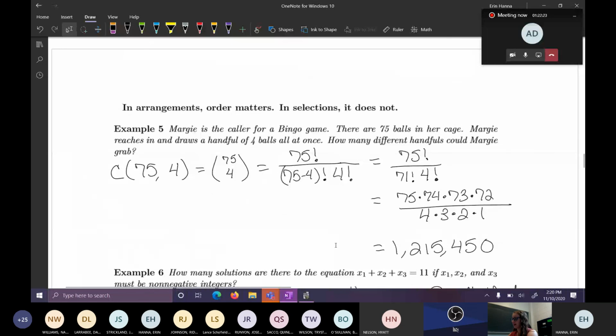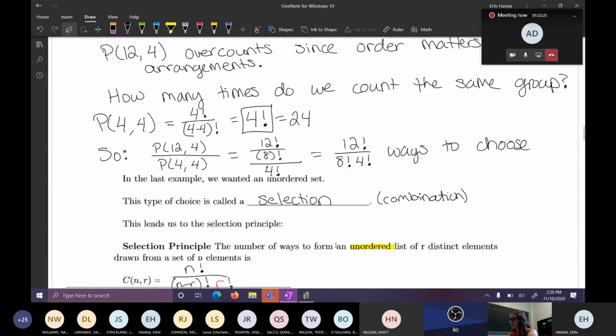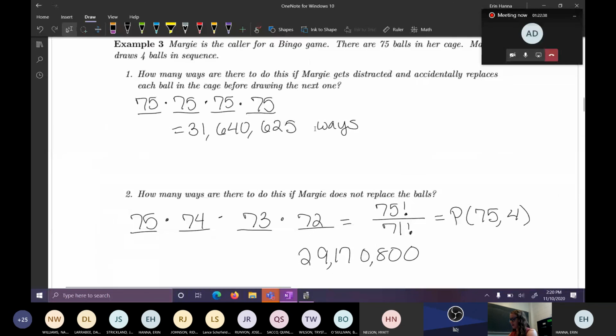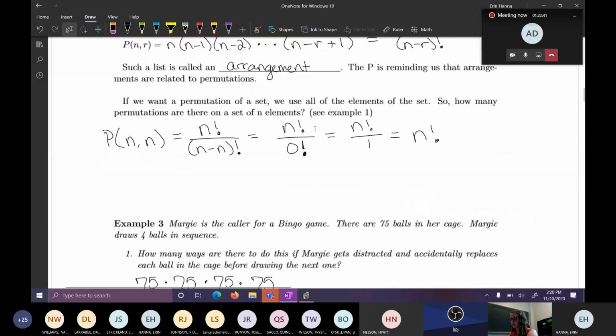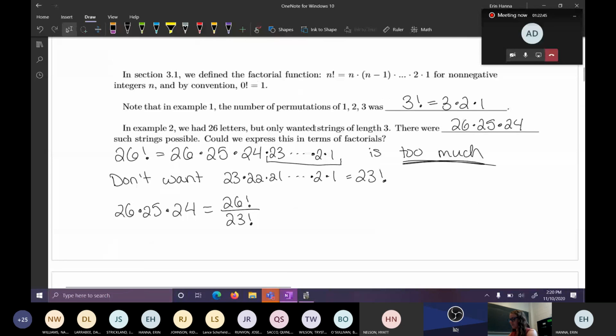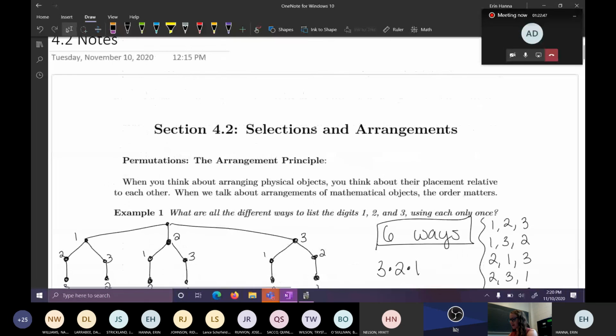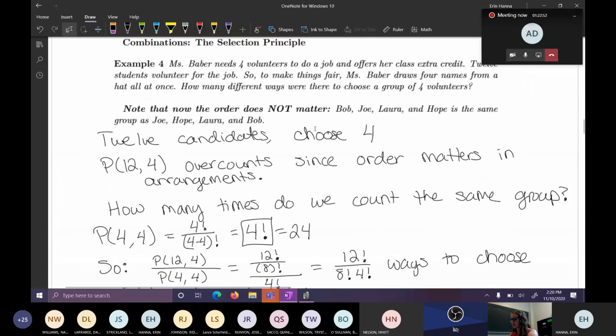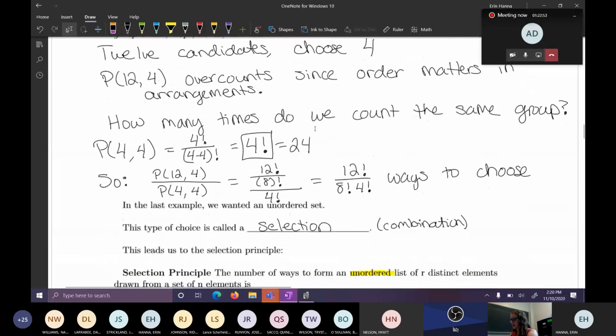It'll be a bit more like these Margie Bingo examples, or possibly even this example 4, except you wouldn't have to write out all the hoopla. You would just have to find that it's 12 choose 4. And of course with the permutations, arrangements. Again, sorry, I'm so used to calling them permutations. So it's more like some of those beginning examples and the examples from 4.1 than those last examples that we talked over. But that's essentially what it'll be.